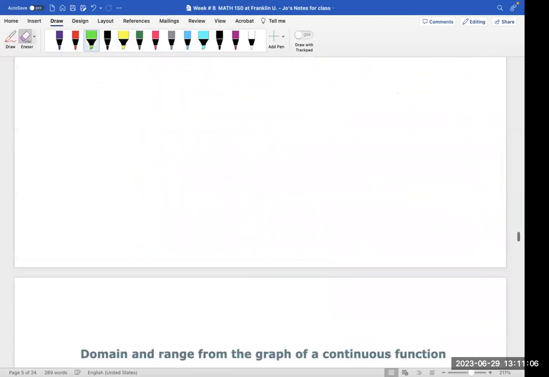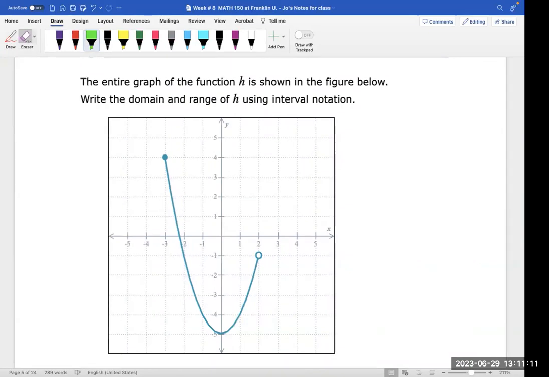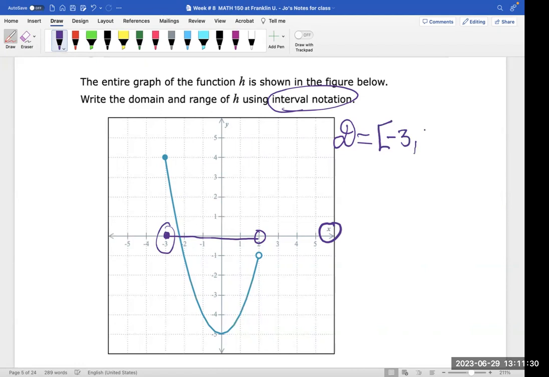Okay. You can pause at any time. This is the entire graph of the function. It looks like part of a quadratic. Okay, the x looks like it goes from here to here. This one's filled in, so my domain, they wanted an interval notation, so it would be from -3 up to, but not including 2. And the range is the y direction, and so it would be from here all the way down to and including here.